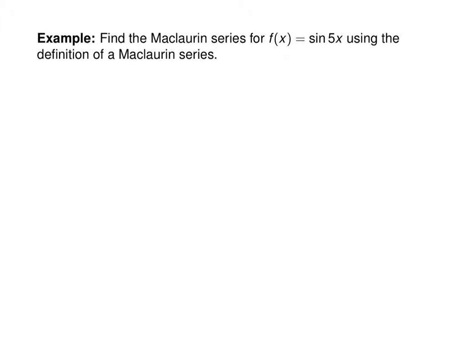So let's find the Maclaurin series for sine of 5x using the definition. You could have also used the Maclaurin series for sine of x and inputted 5x for x. We can do it at the end to verify that our series matches. So first of all, f of x is sine of 5x. The derivative of sine of 5x is 5 cosine of 5x.